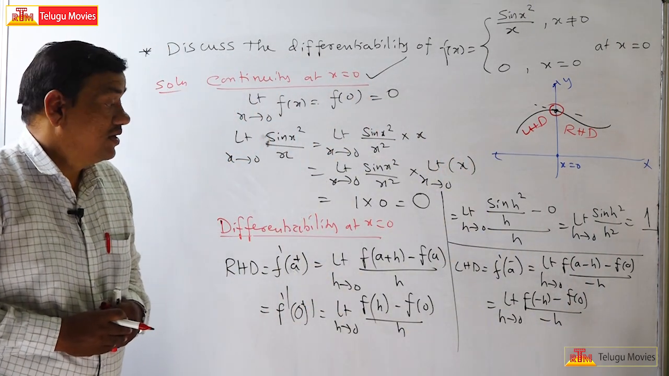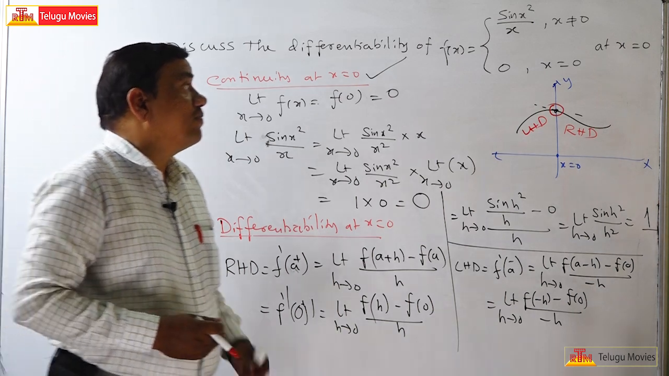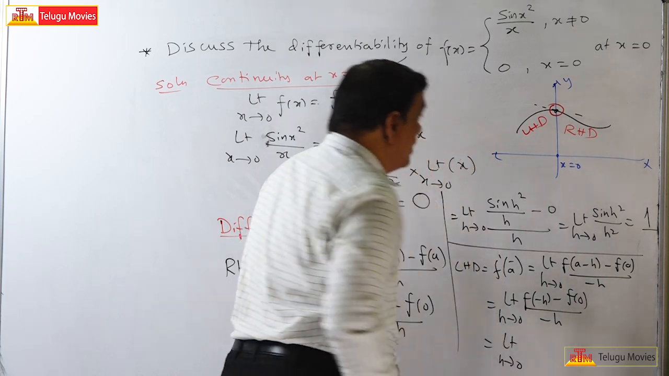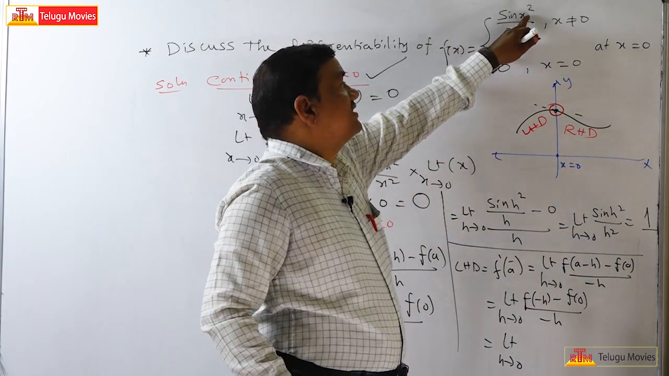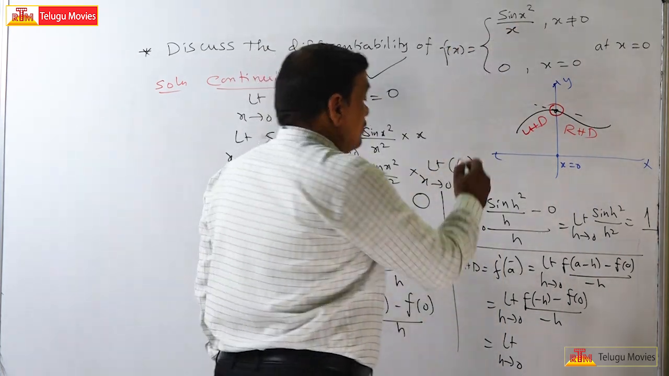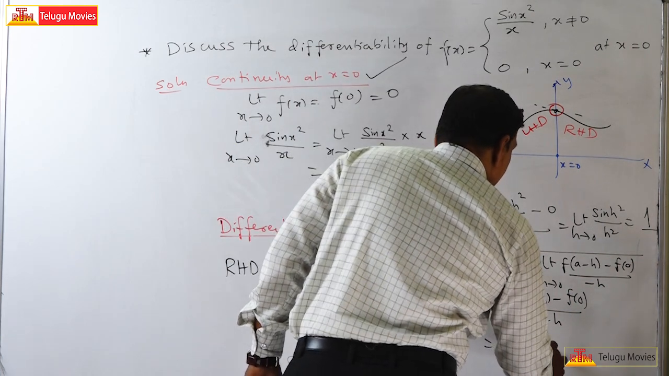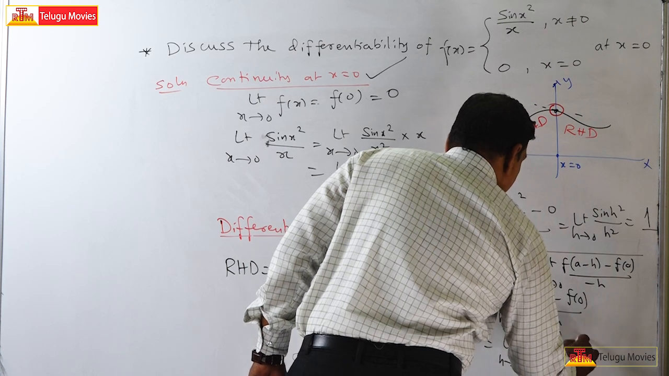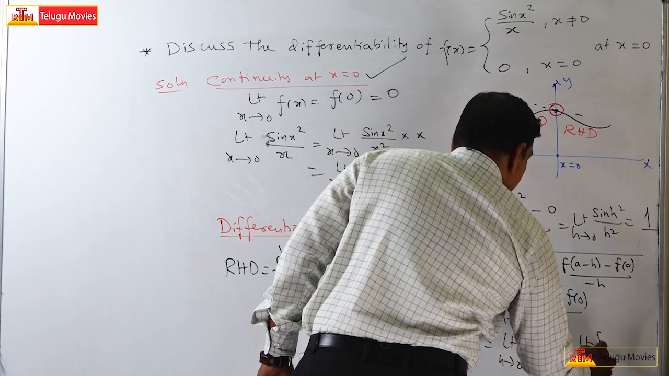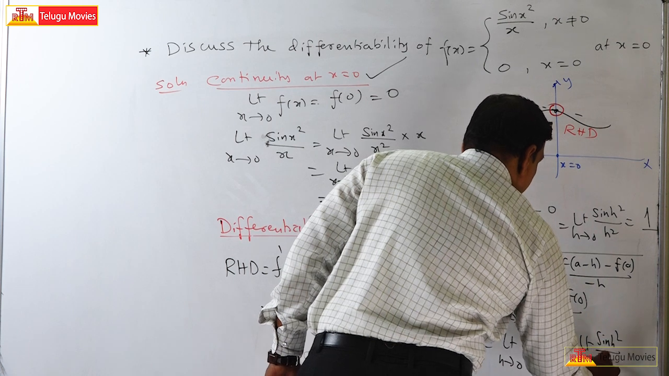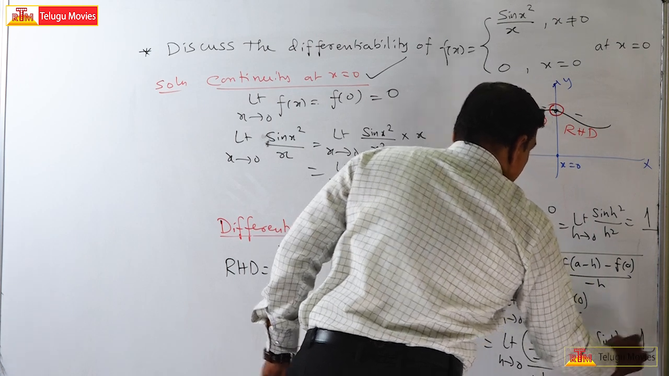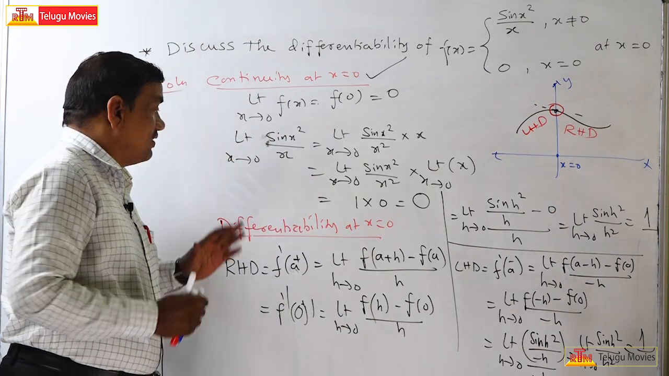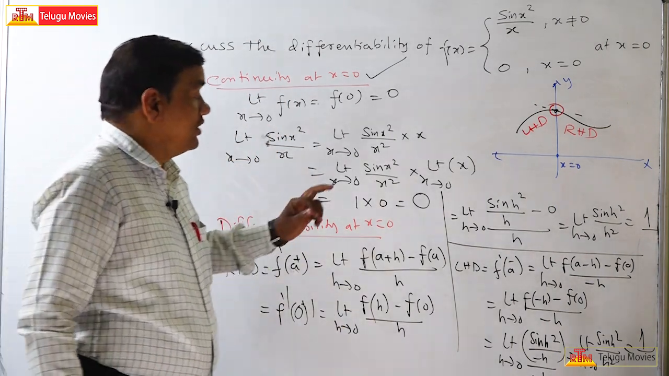Now limit h tends to 0, f of minus h. F of minus h means wherever x is there, substitute minus h. So this is sin h square by minus h, whole divided by minus h. So limit h tends to 0, sin h square by h square, this value is also 1, minus into minus is plus. That means the left hand side derivative is equal to 1.